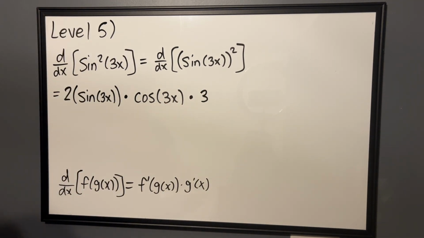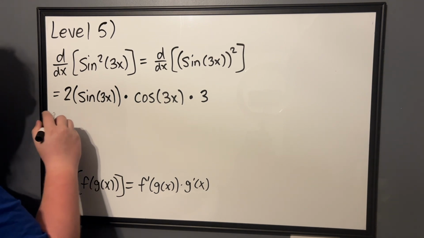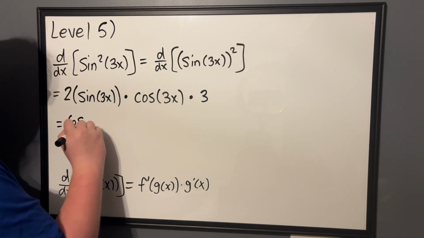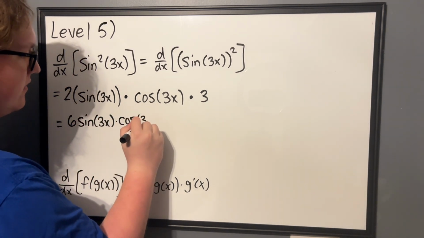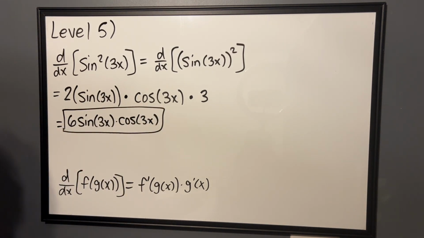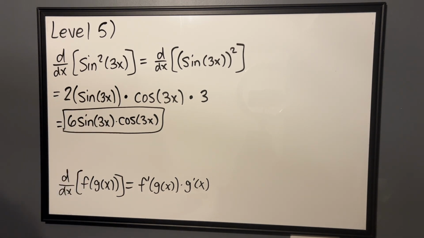Okay, so now we can just go straight from here to the simplified answer. We've taken our derivative, we've done the chain rule a few times, so we'll just simplify. So this is really just going to be a 6 sine of 3x times cosine of 3x. And that's pretty much as simple as that answer is going to get, because all we're doing here is multiplying this 3 and 2, and we're getting sine of 3x times cosine of 3x. So yeah, that's it for level 5. Let's go ahead and move on to level 6.